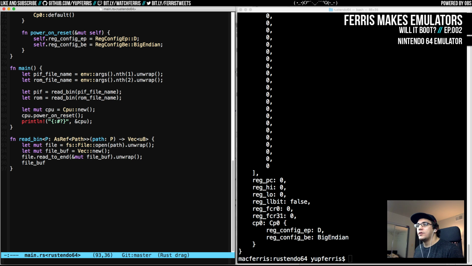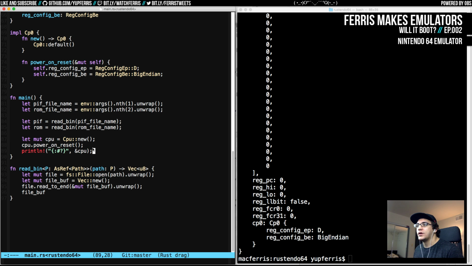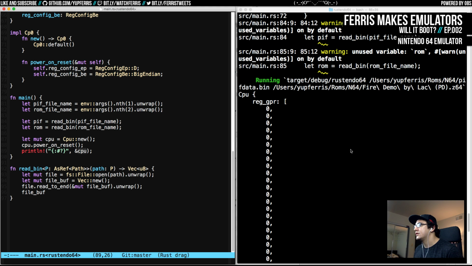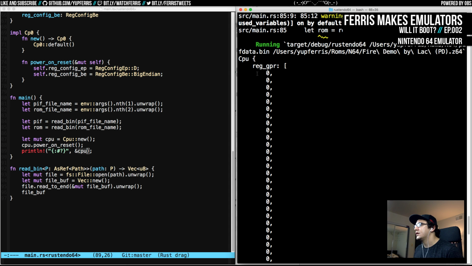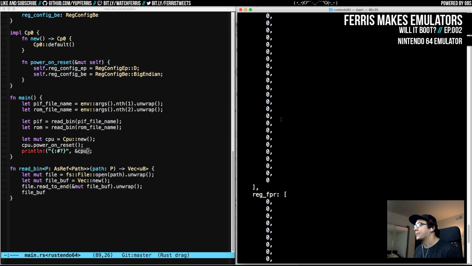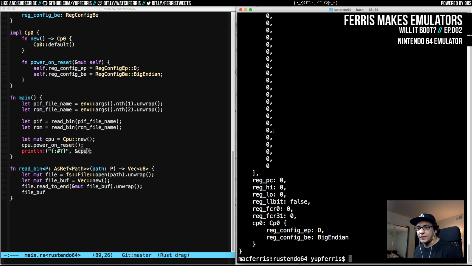Cool, so now all we've done is we've created the CPU and we called power on reset on it, and then we printed it. And what we get here is exactly what we asked for. There's a struct, which is CPU. Then we have all these registers here. These are the general purpose registers here. Then there was also the floating point registers here. Then we had our program counter. Then these other registers that I don't quite understand yet, so can't remember what they do. And then here was our CP0, the different parts of the config register.